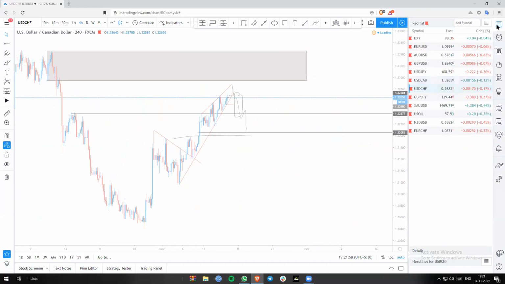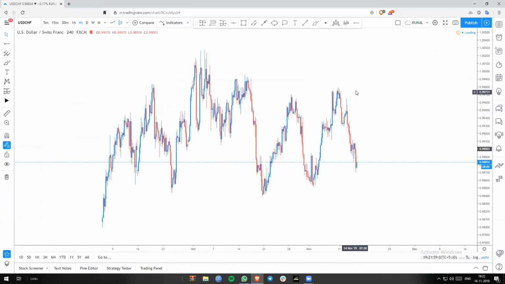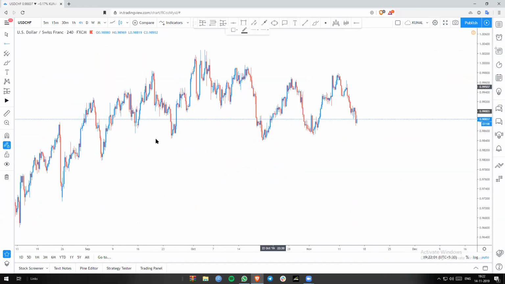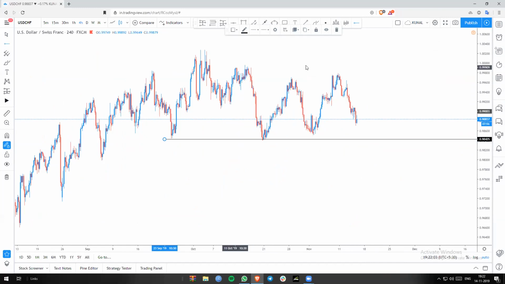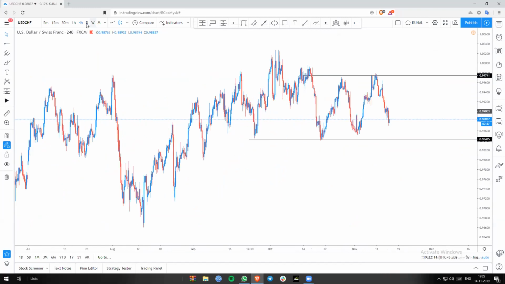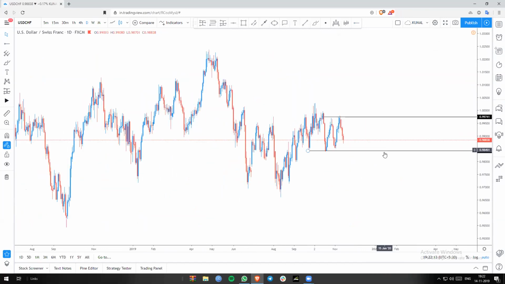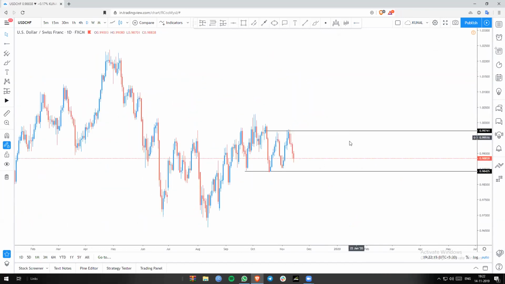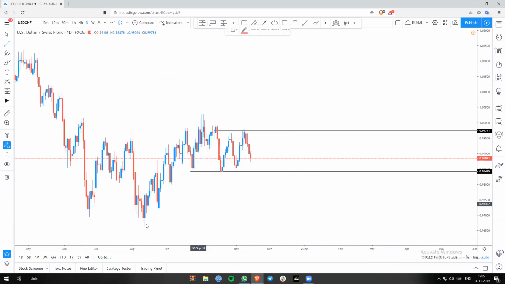Next pair, USD CHF. All right, so on this one, if we speak about USD CHF, it seems that it wants to go down. Okay, it seems that it wants to go down. So at the moment, we had this sort of trend line over there.